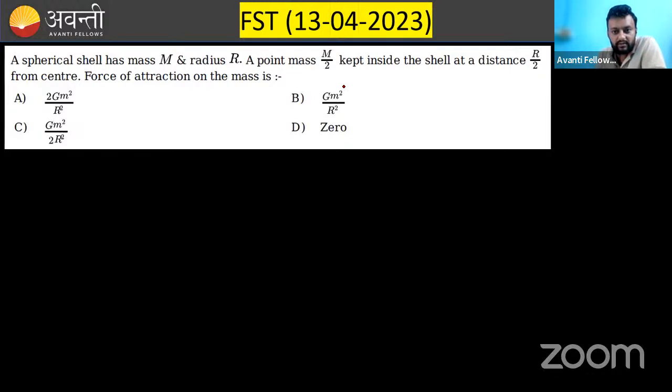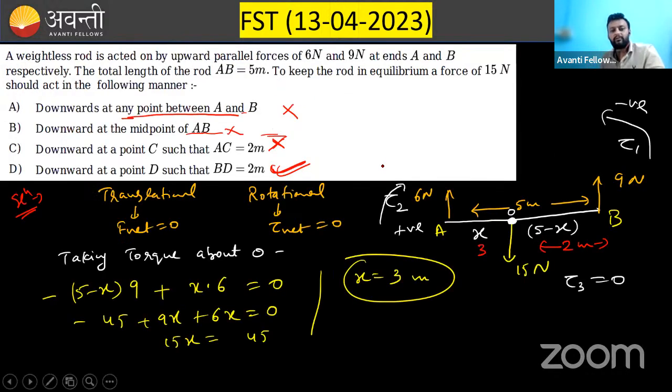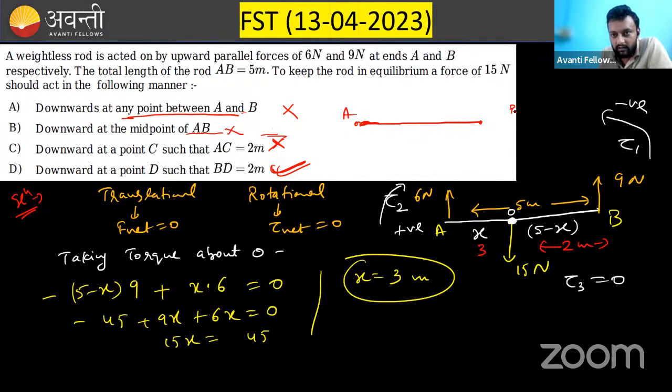Okay. Go back to the previous slide. Just remove the confusion. They are saying, let's suppose this is the rod AB. Listen to me very carefully. This is the rod AB, A and B. Okay. Let's draw it here.